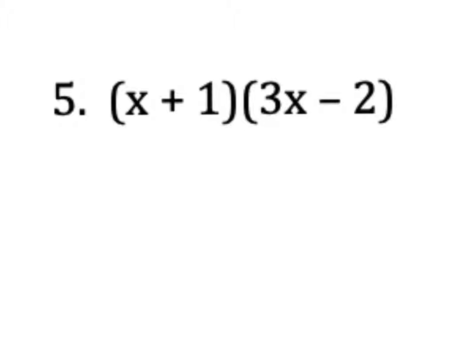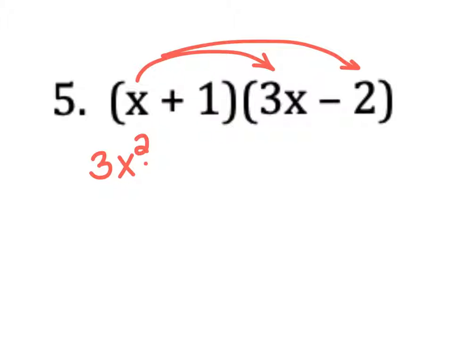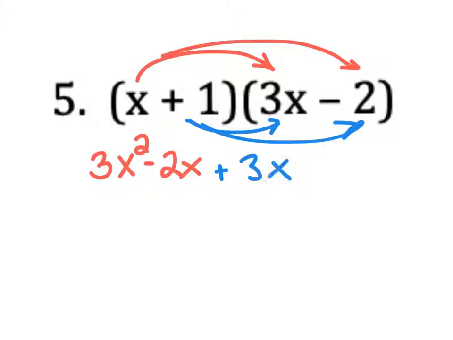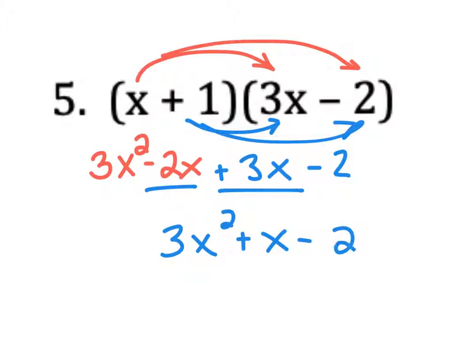So why don't you pause the video and see how you do for 5, and I will do this using the distributive property. Gives me 3x squared minus 2x. Then I distribute the positive 1 times 3x minus 2. Combine your like terms to get 3x squared plus x minus 2.